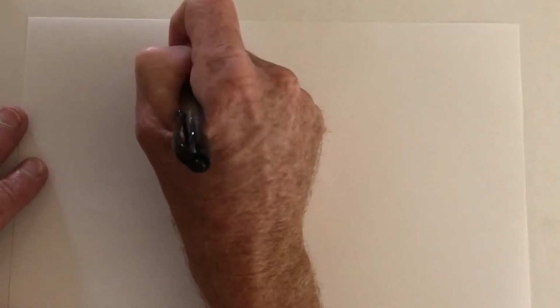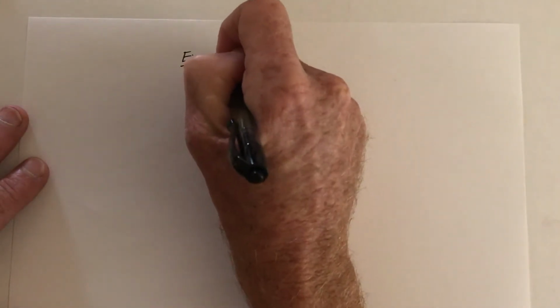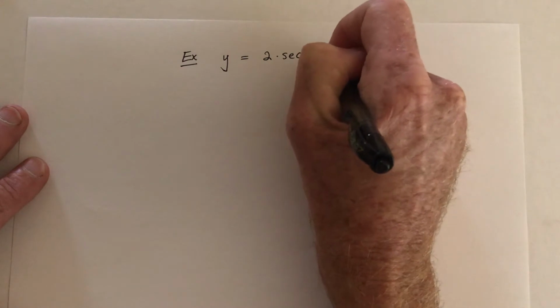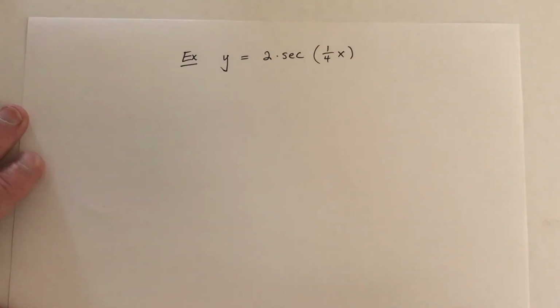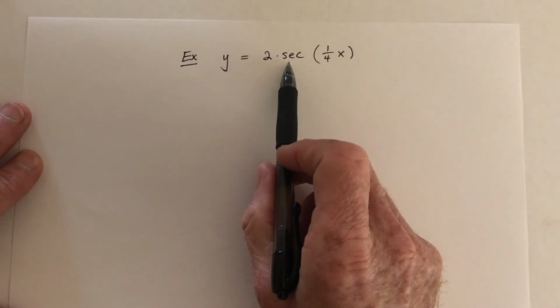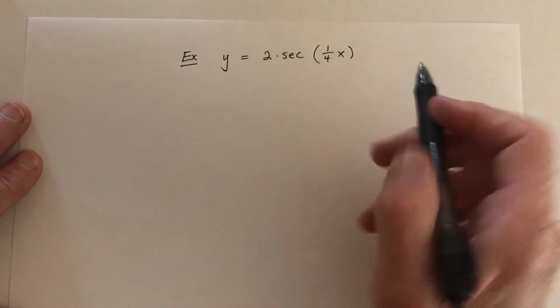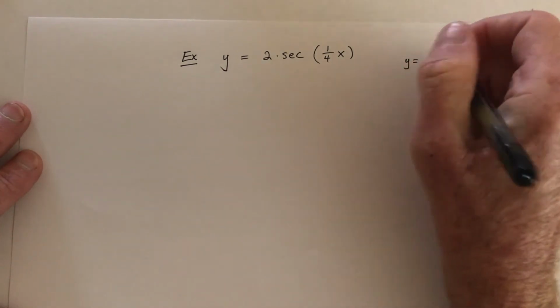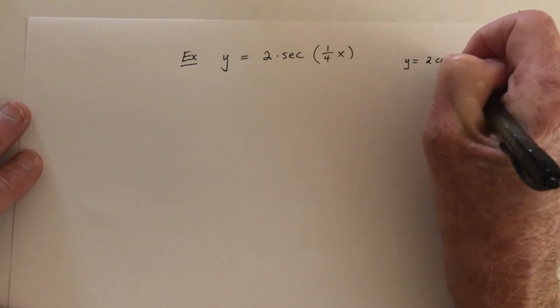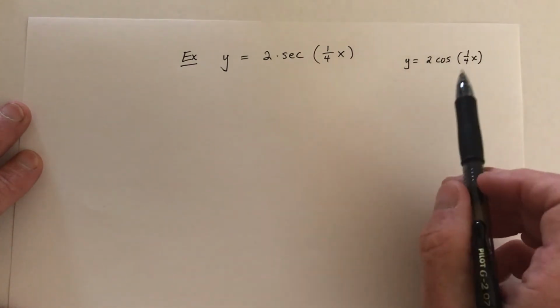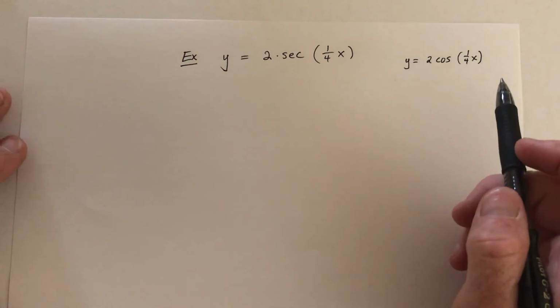Now let's do something a little more challenging. Like the next example, how about y equals 2 secant 1/4 x. So secant, that comes from cosine. And this affects the period. So if you were thinking about y equals 2 cosine of 1/4 x, and graph that first in red and then invert it just like I did with the first two graphs.